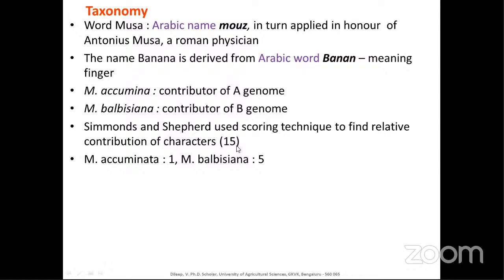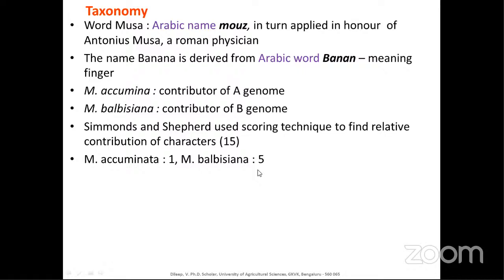So if there is any character that is similar to Musa acuminata, from the list of characters of Musa acuminata, it is given as 1. And if any character is showing similarities to Musa balbisiana, that is given as 5. So based on this, the scoring is given.